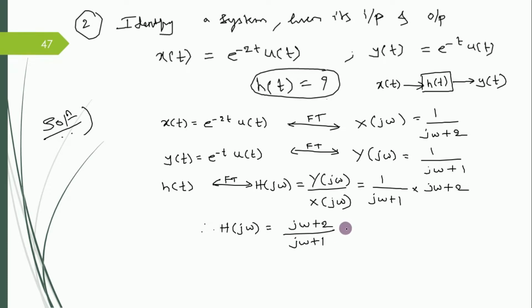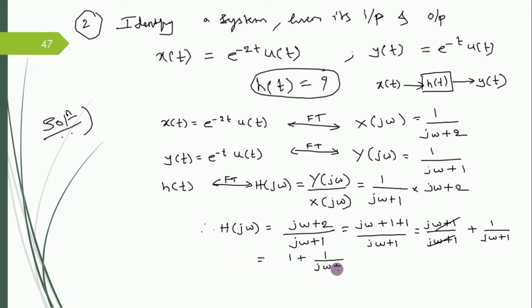We can write it in many ways, but in the simplest way I split it like this, for my easiness. I take j omega plus 1 as one component, plus the remaining is the other component. We have a number of methods to do it, so I prefer this method. Therefore h of j omega is 1 plus 1 divided by j omega plus 1. This is h of j omega, the system operator in the frequency domain.